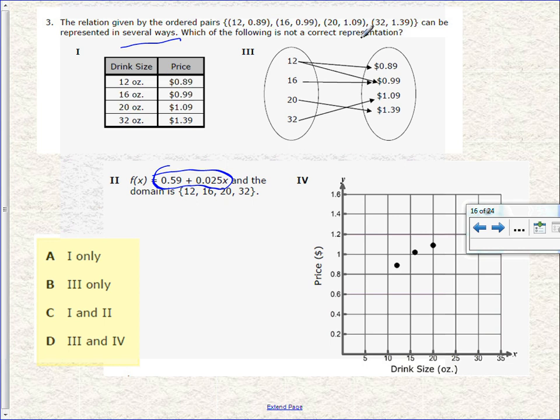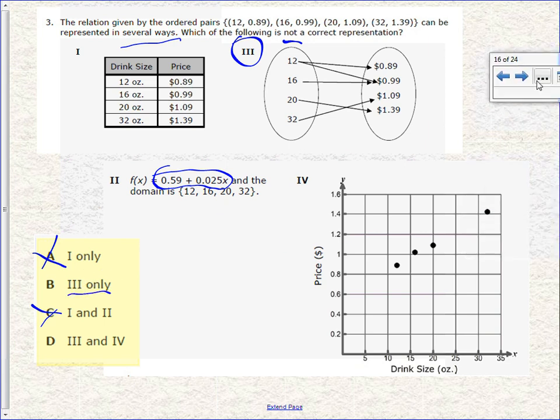Which one of these is not a correct representation? 3. Why is it 3? Because 12 is going to 2 different ones. Yeah, 12 is mapped to 2 y values. That's not shown here. So that means we can cross off A and C. Make sure you do your process of elimination. Is it 3 only? No, it's D also.